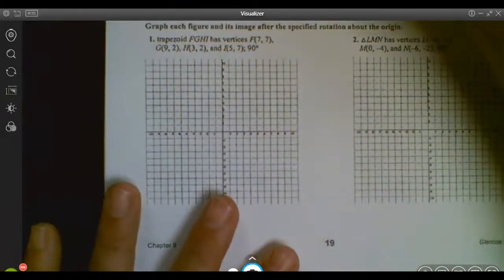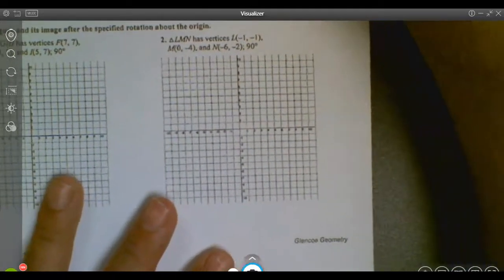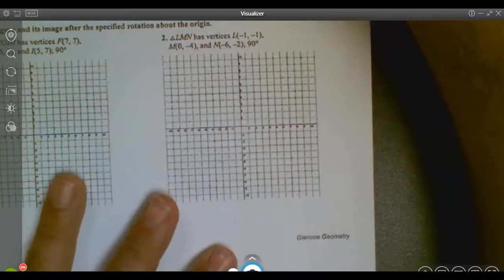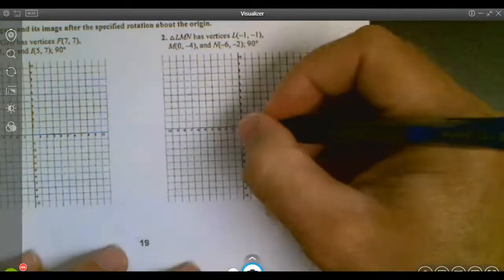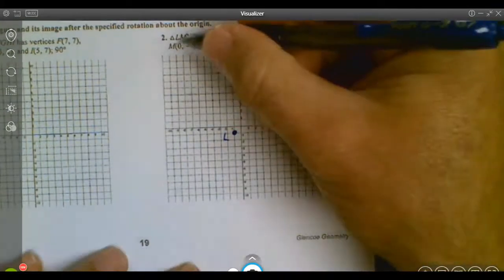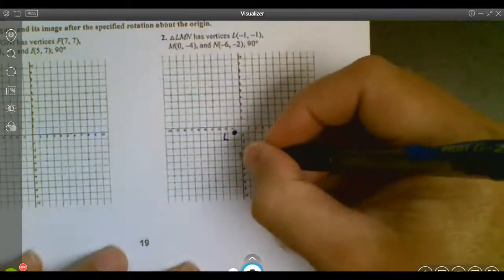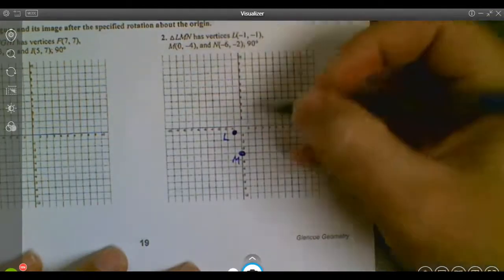I'm going to do this with a triangle. We're going to do all 3 rules. So here's the 90 rule. Let's just plot these. L is -1, -1. M is 0, -4. And N is -6, -2.